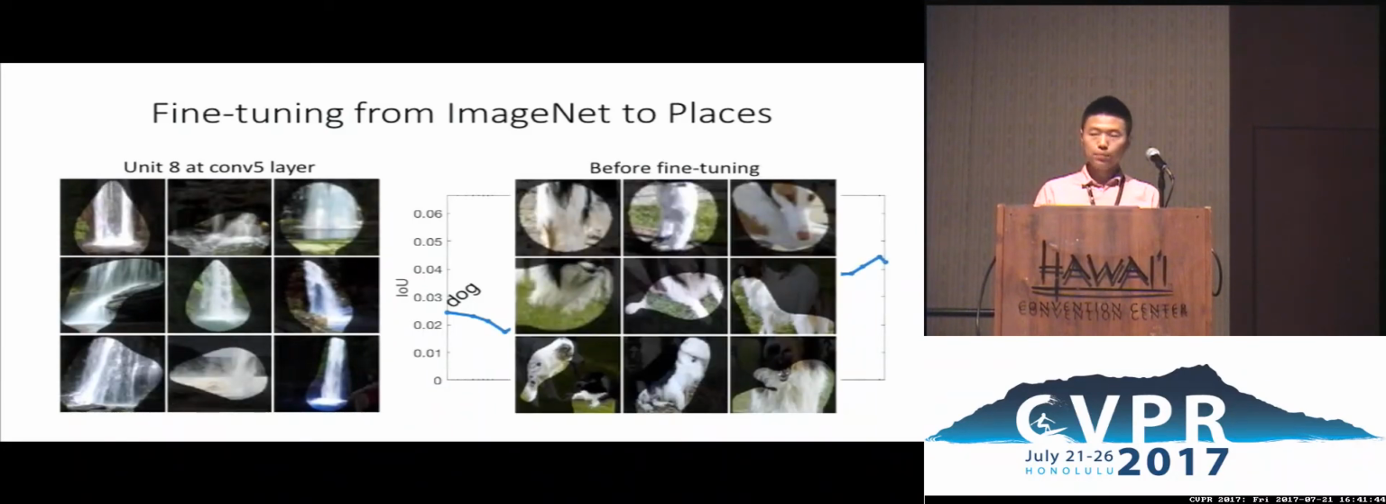So you can see that before fine-tuning it's a dog detector, and then it gradually mutates or evolves into a waterfall detector. Those two concepts are different, but they share some low-level similarities, like they are both more like white and black stripes.